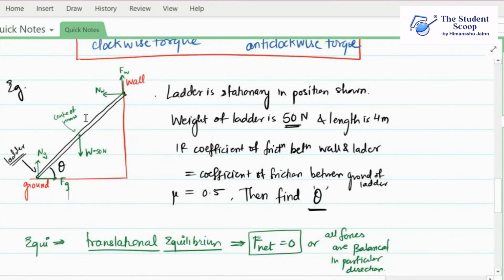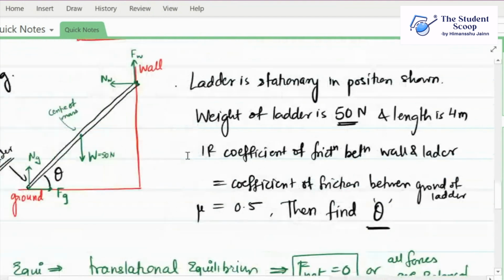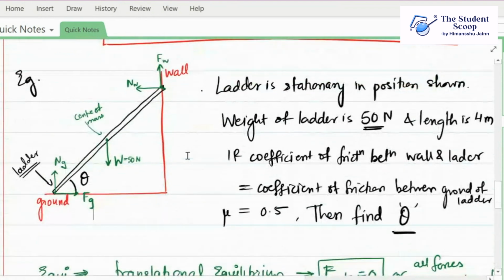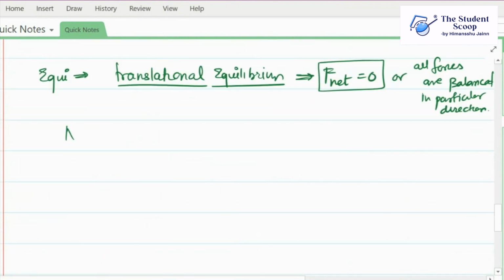Okay, now according to translational equilibrium, the net force is zero, so all the forces must be balanced. So all the vertical forces, what are the upward forces? The normal force from the ground and the friction force from the wall is balanced by the weight. So I can write normal force from the ground and friction force from the wall is equal to the weight, which is equal to 50 newtons. Okay, let this be equation 1.